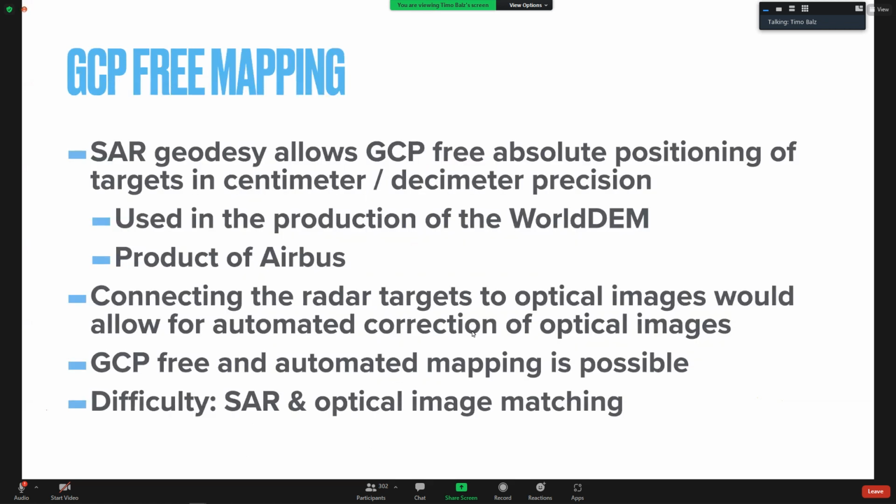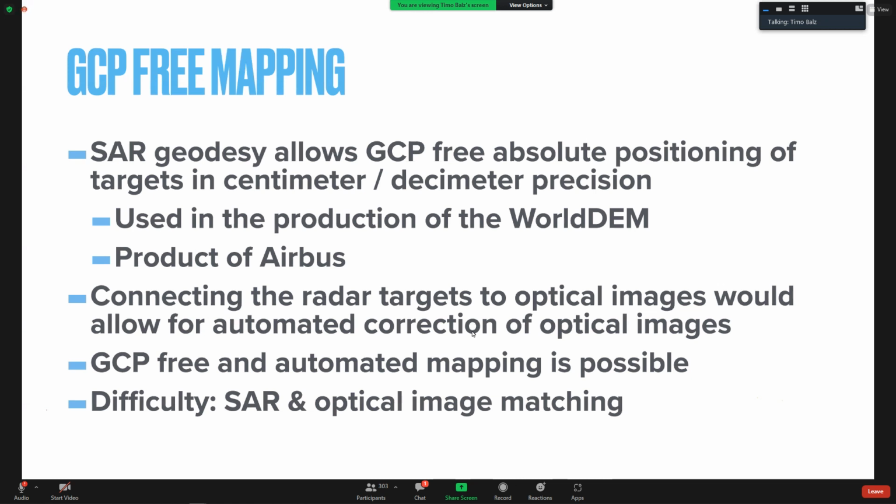Now, why is that useful, right? And it takes a bit of time. Many people do not immediately get why that is a very useful and extremely valuable product. So what it allows you to do is you can have ground control point free absolute positioning of targets in centimeter or decimeter precision. So you get these point targets here, absolute position in centimeter, let's say decimeter, without going to the ground.